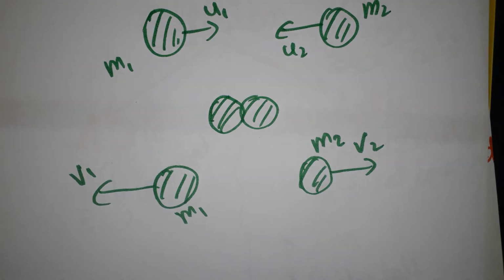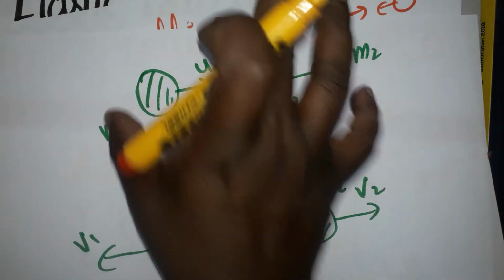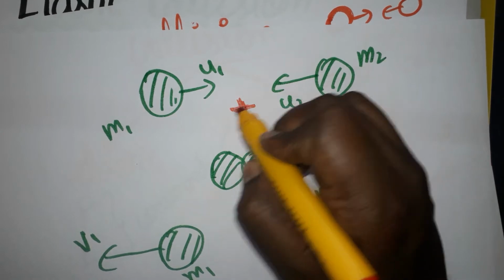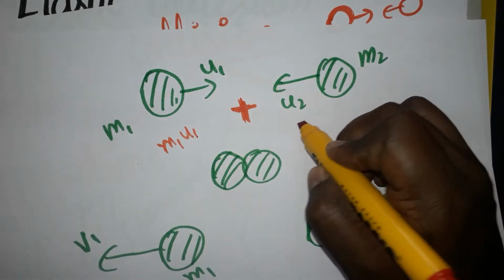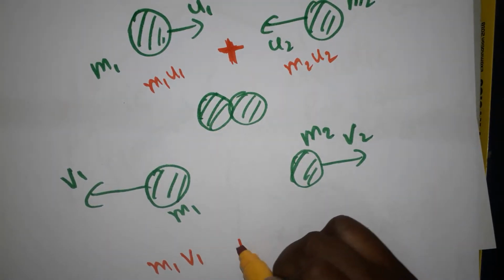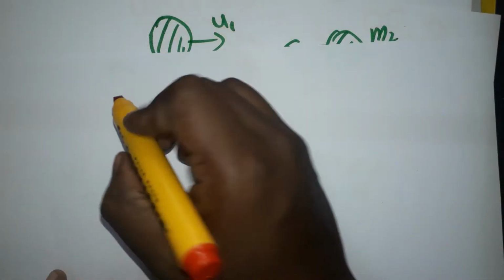Now, I said conservation of momentum and conservation of energy apply in an elastic collision, and right now we are discussing the elastic collision. First, momentum is conserved: before momentum is equal to after momentum. Momentum is mass times velocity. Before momentum is m1 u1 plus m2 u2. After momentum is m1 v1 plus m2 v2. Before momentum is equal to after momentum. That is the conservation of momentum.